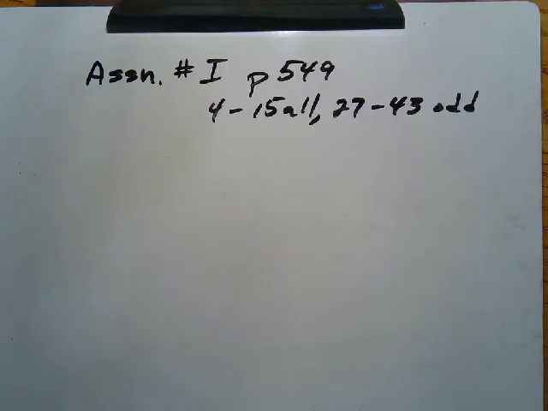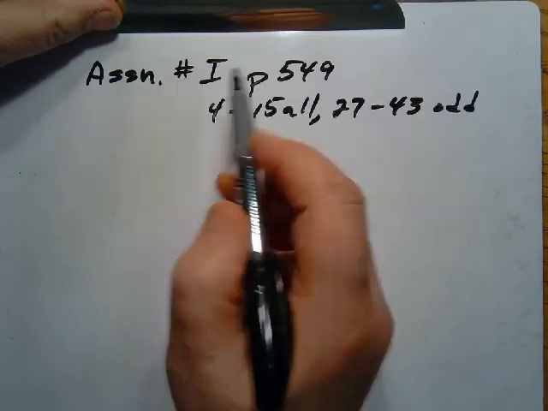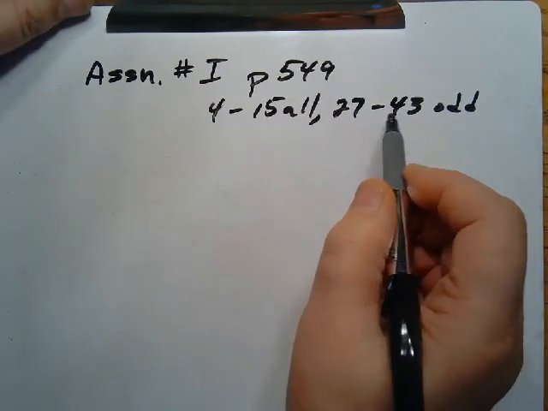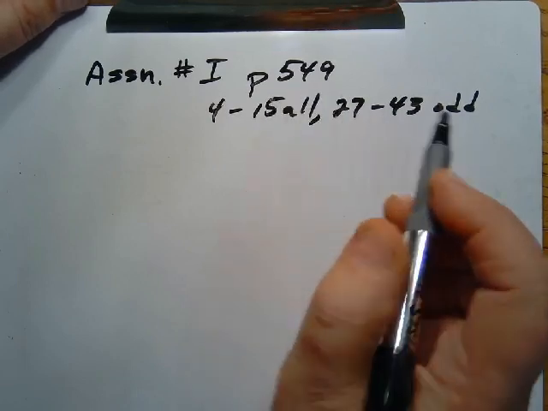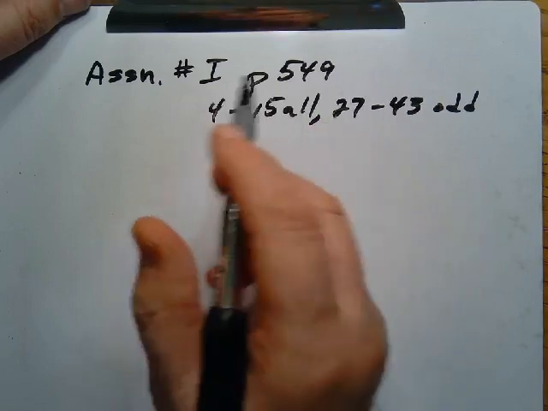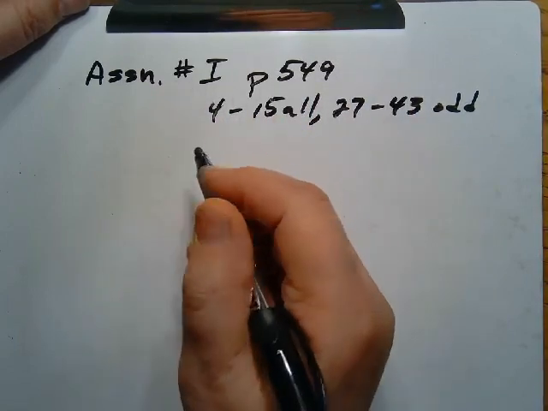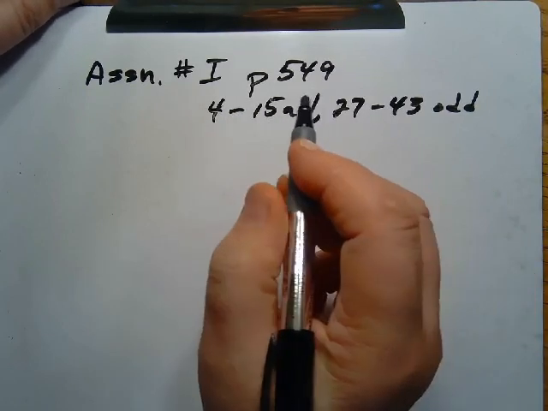All right, well that brings us to the end of this assignment here. Your assignment for tonight is number I, that's page 549. Do 4 through 15 all and 27 to 43 odd. We'll go over this a little bit more tomorrow on the next assignment, just to make sure you understand what you're doing. But you're going to be using the common log change of base formula as well. And just do the best you can, and we'll come back and take a look at it again tomorrow.